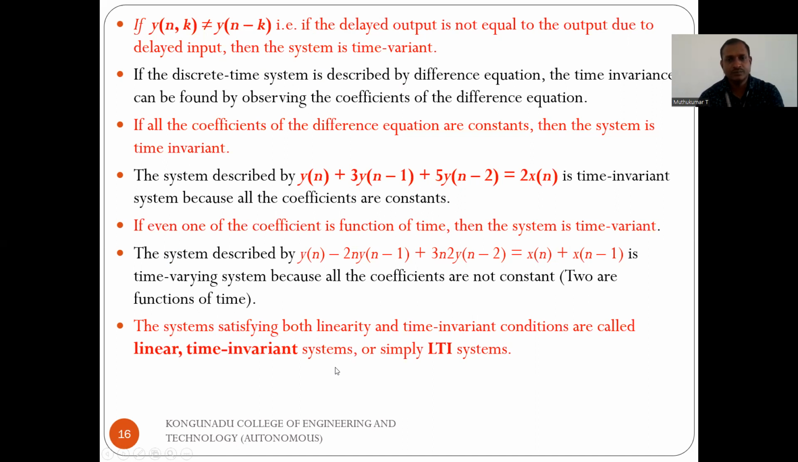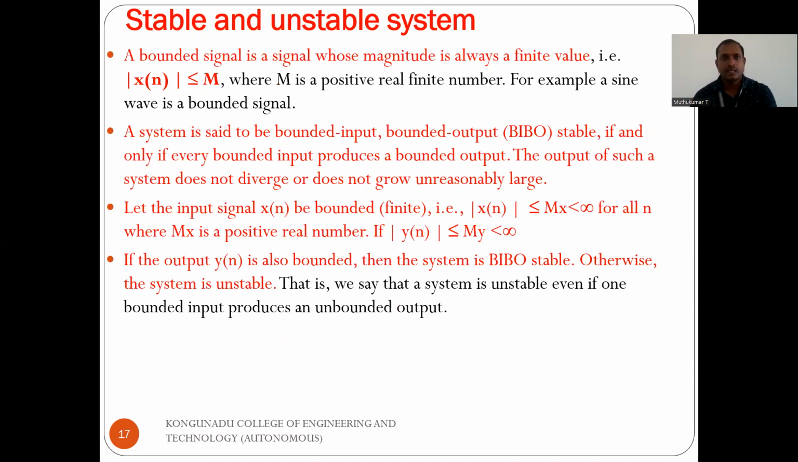Systems satisfying both linearity and time invariance conditions are called linear time invariant systems, that is, LTI systems. Next is stable and unstable systems. A system is said to be stable if every bounded input produces a bounded output. This is called BIBO stable.